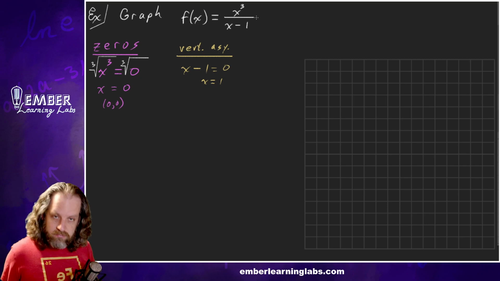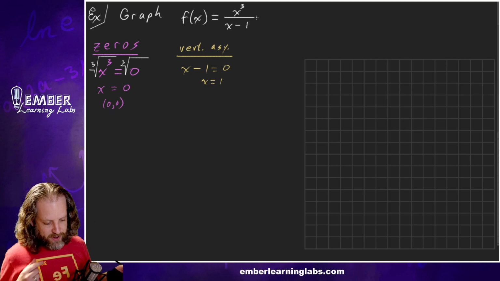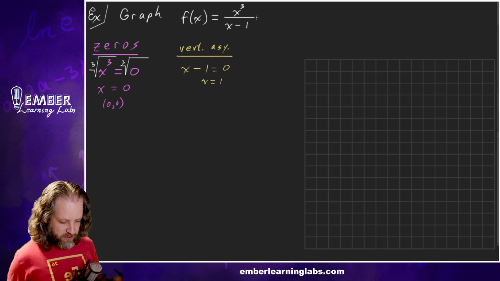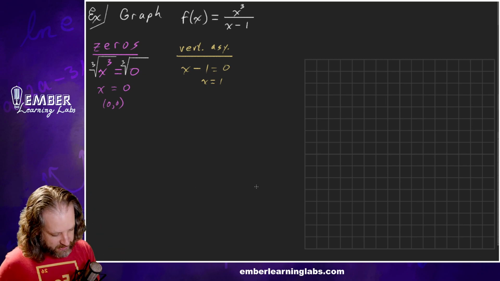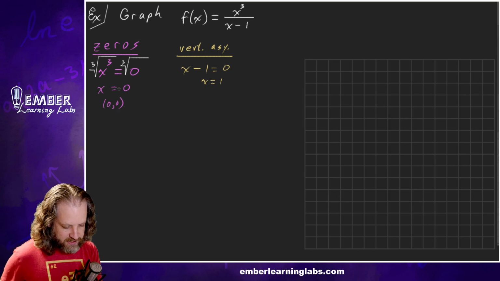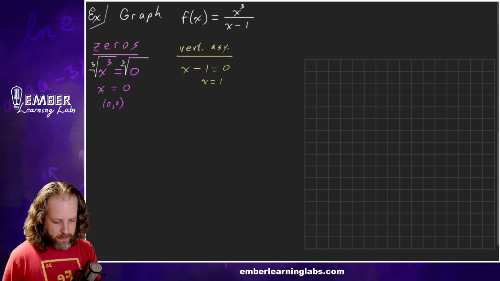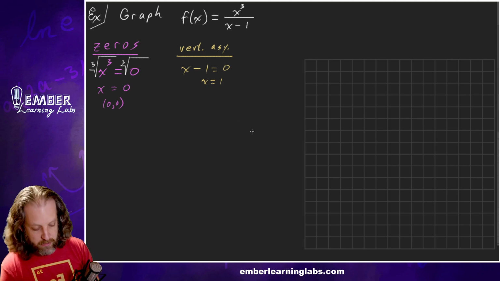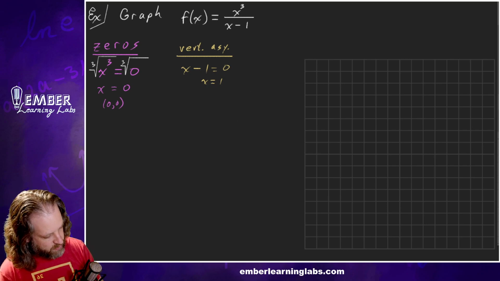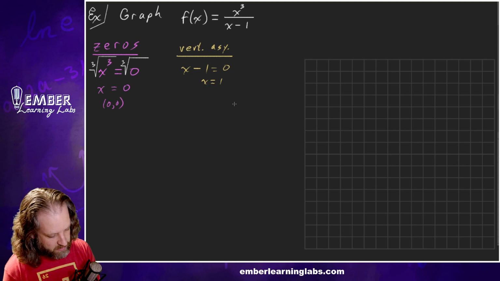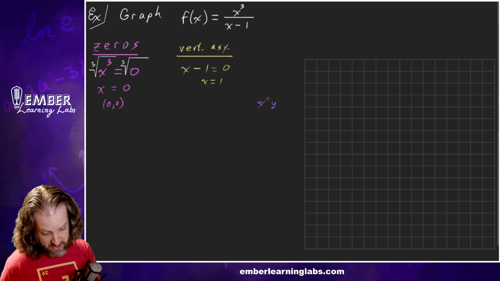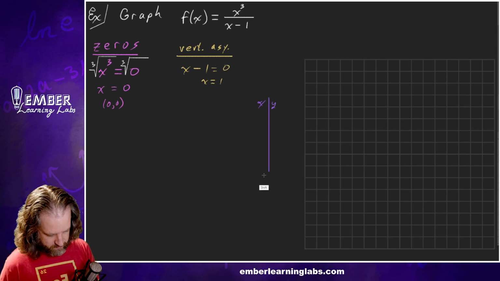So that's great. Let's see if we can figure out some points. Let's pick a few points. We know it's going to cross the x-axis at 0, 0. Let's pick some other ones. I don't know what we're going to pick. We're going to pick some random things here. We may need a bunch, we may not. We'll see.